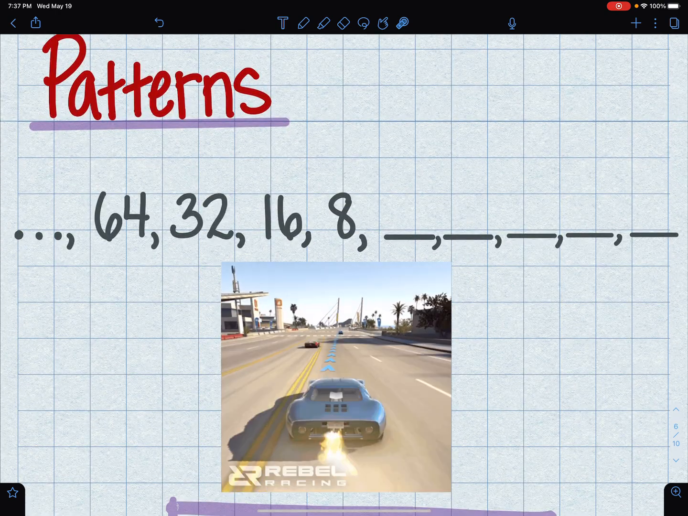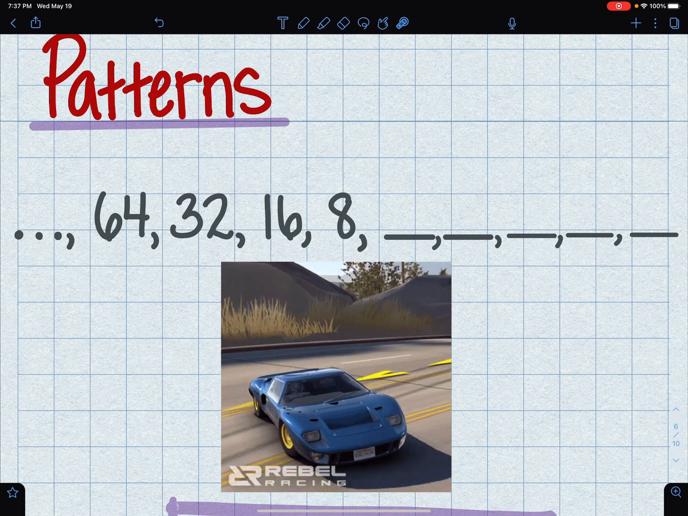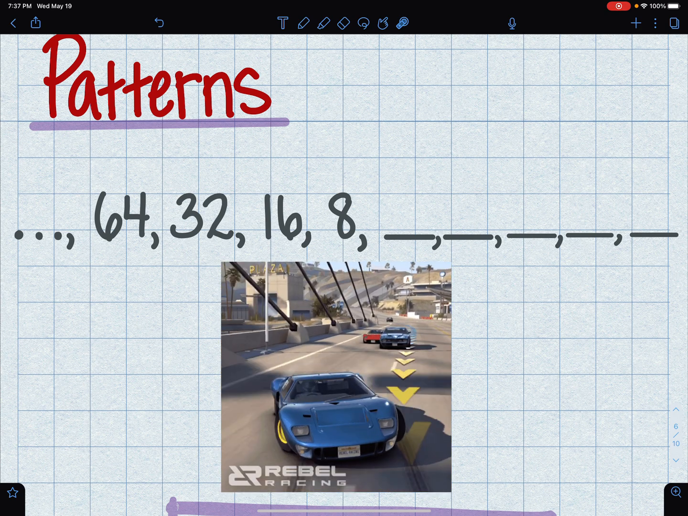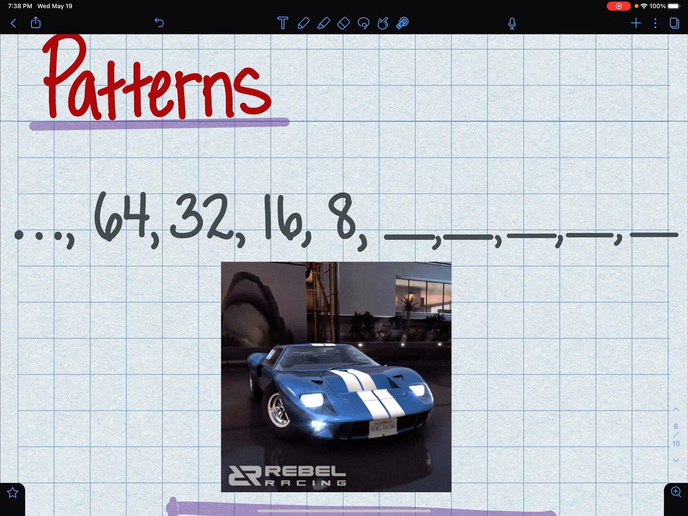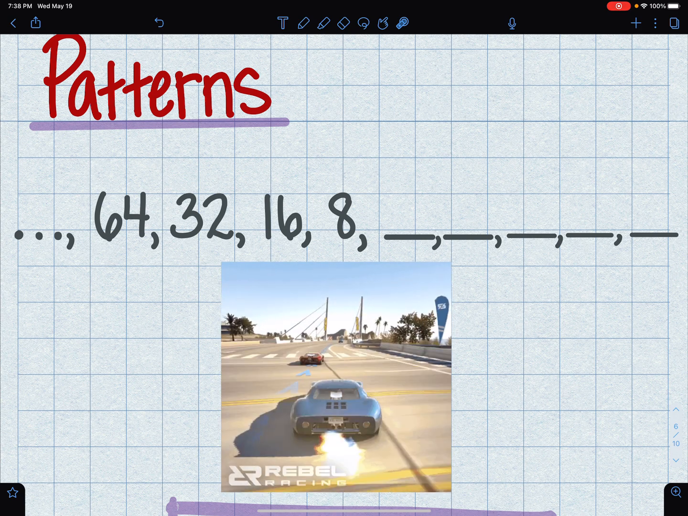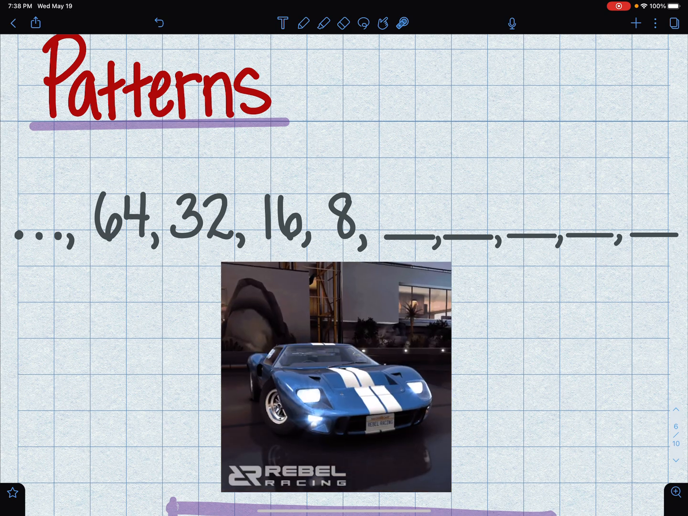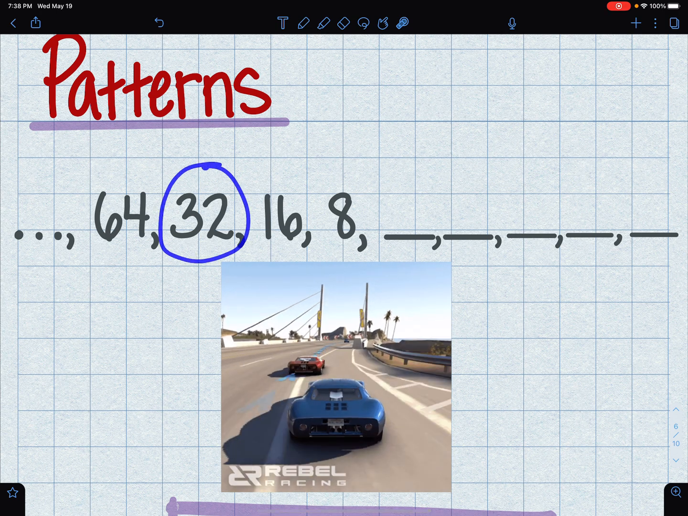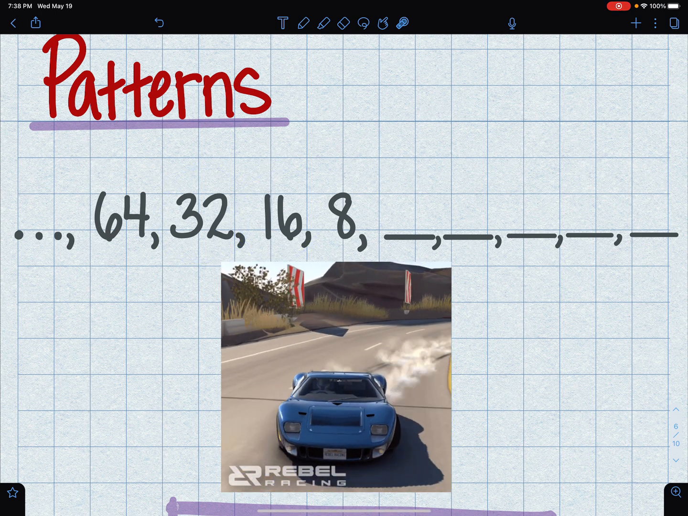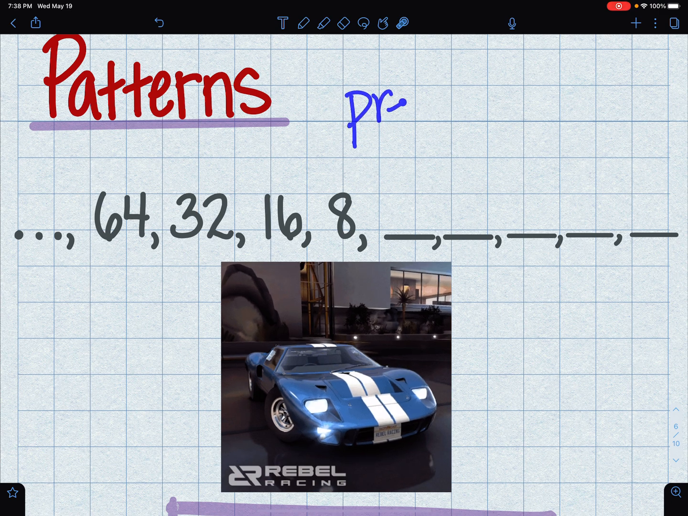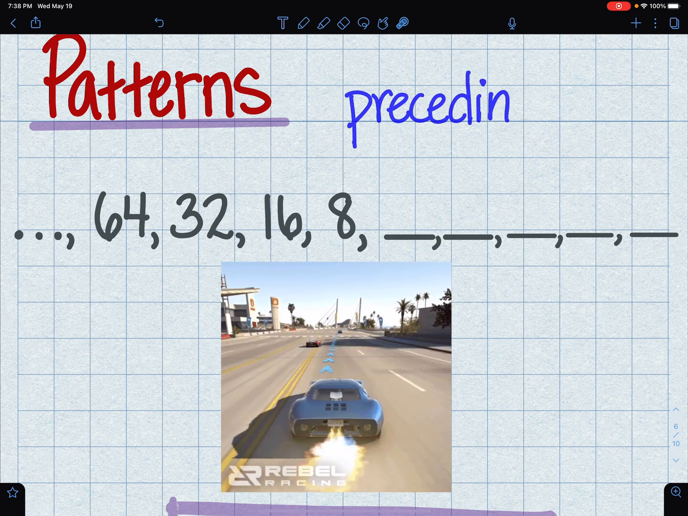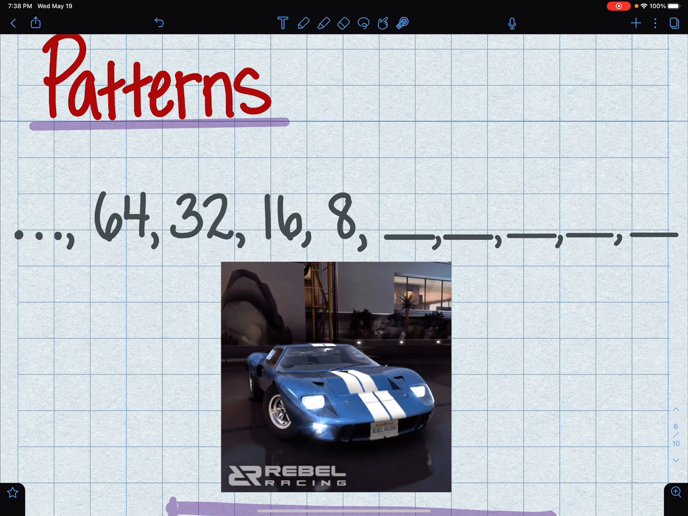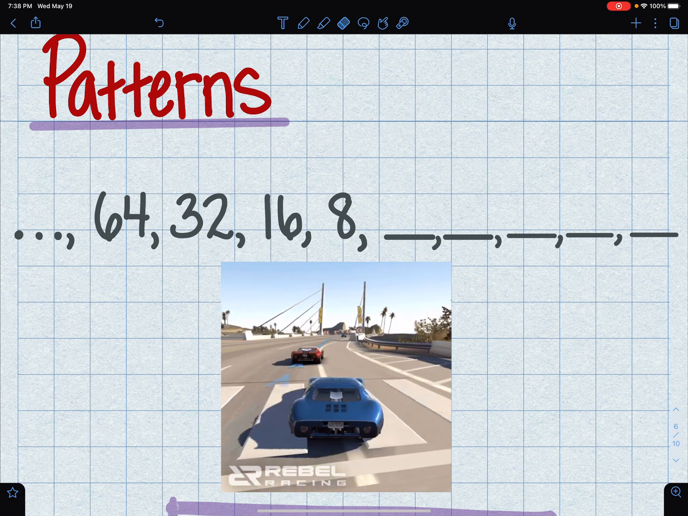Okay, now patterns. Now on this one it says, each number in this sequence is 1/2 of the preceding number in the sequence. So what does that mean? That means you have this number. If you cut it in half, that's the next number. And if you cut this one in half, that's the next number. The word preceding, which is in that problem, means the number before. So it says each number is half of the number before. And then it wants you to find the next 5 numbers.